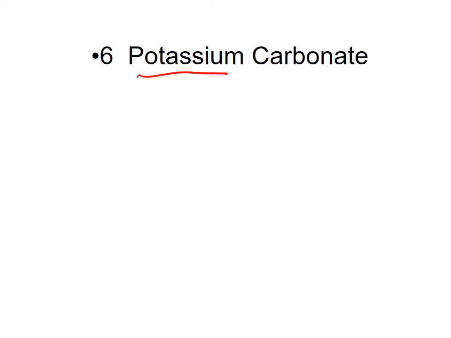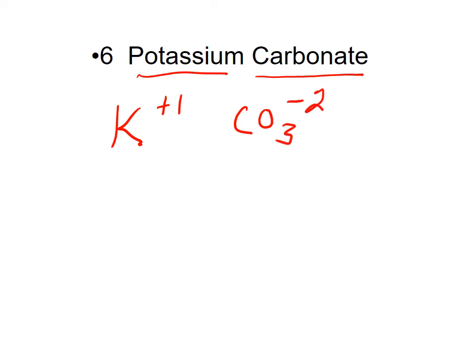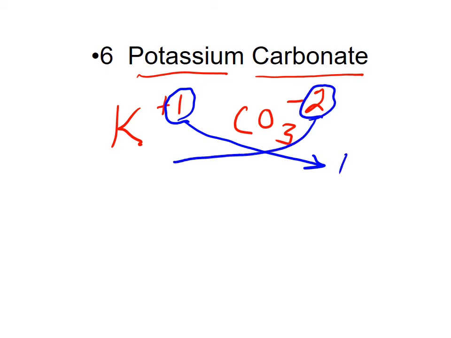Here we have potassium carbonate. Symbol for potassium is K +1. Oxidation number of carbonate is CO3 -2. So here we have a situation where +1 -2 don't add to 0. So the 1 is going to come down here. The 2 will come down here behind the potassium.